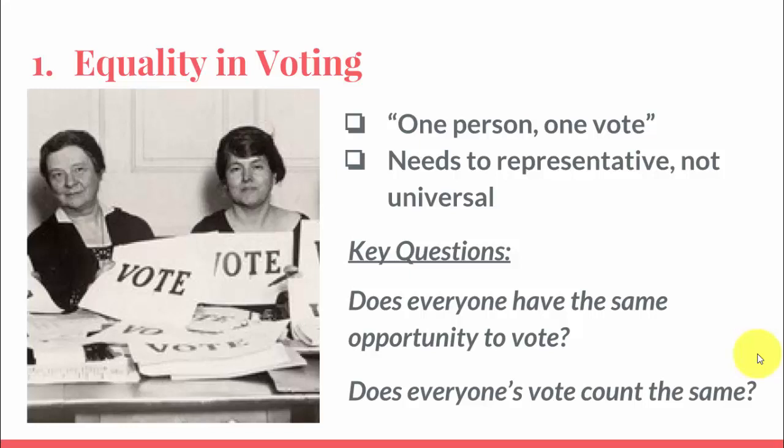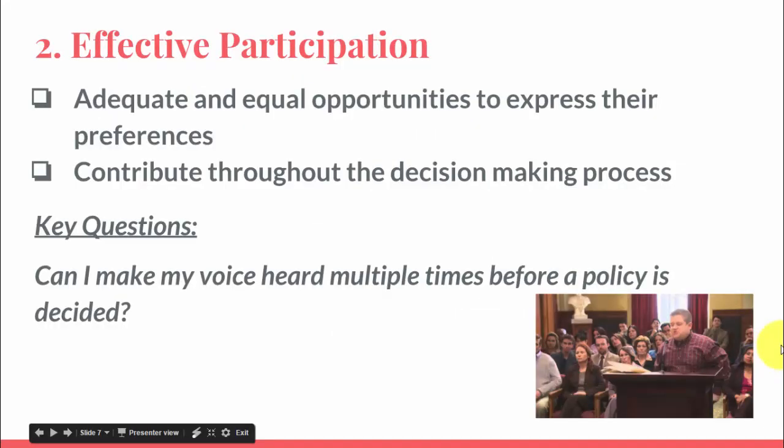The second criteria is effective participation. This overlaps with the idea of equality in voting, but it touches every part of the decision-making process. In a representative democracy, because the people don't make the decisions, do they still have adequate and equal opportunity to express their preference throughout the decision-making process?